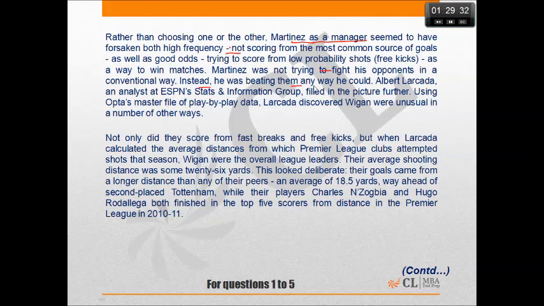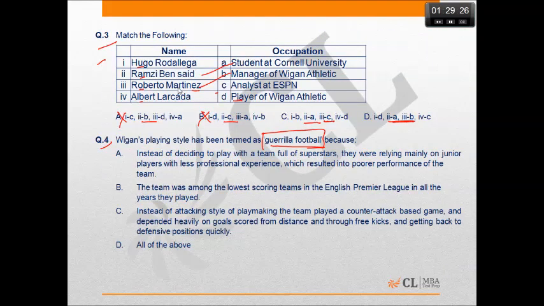He was being an analyst at ESPN. Alberta was mentioned, yes, an analyst at ESPN, 4C. So 4C is the answer.